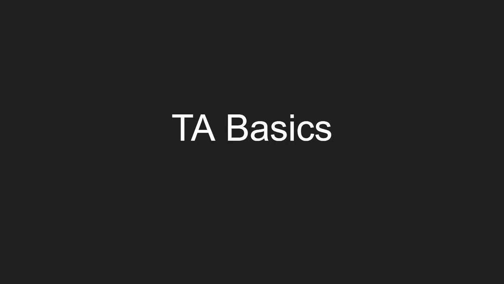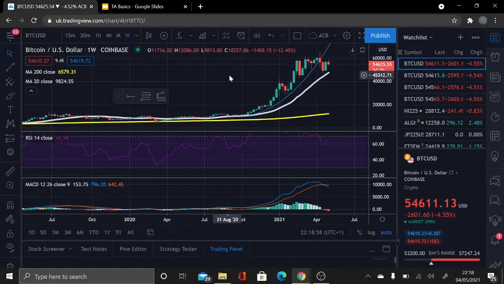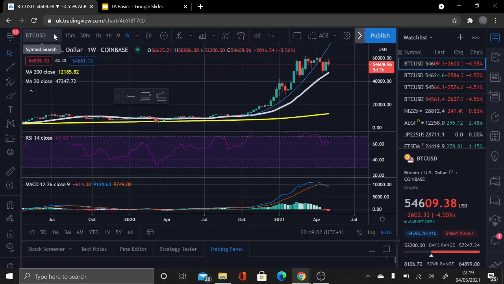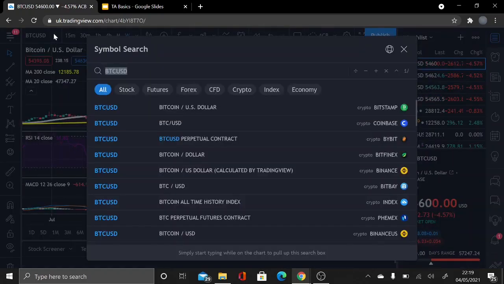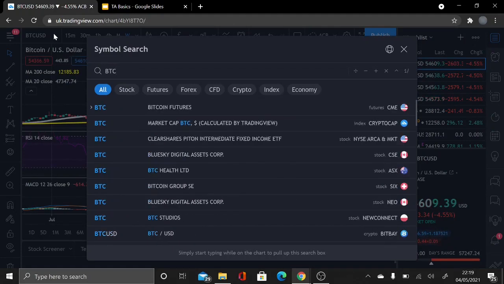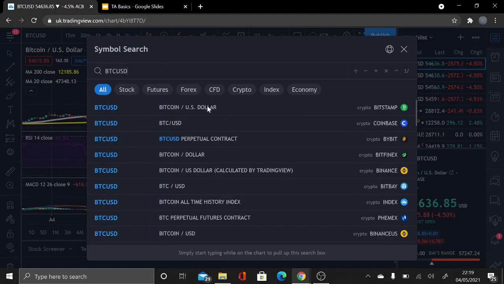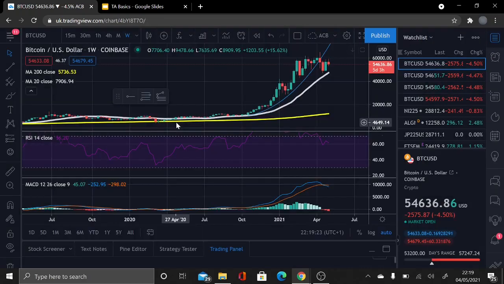So keep it simple. Right, now when you're in uktradingview.com, you need to figure out what you want to do technical analysis on. So let's say we want to do technical analysis on Bitcoin against the dollar. You would type in BTC, USD, and then you can choose the different exchanges. You can pick anyone really. Let's just go for Coinbase because it's got a long history.